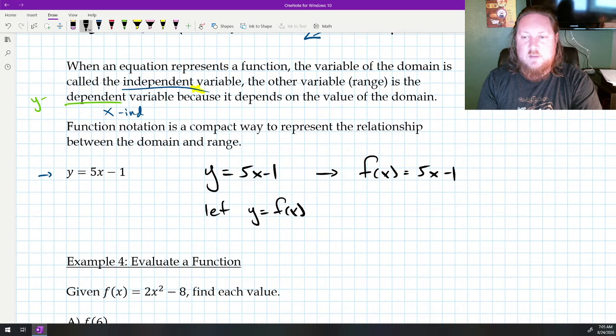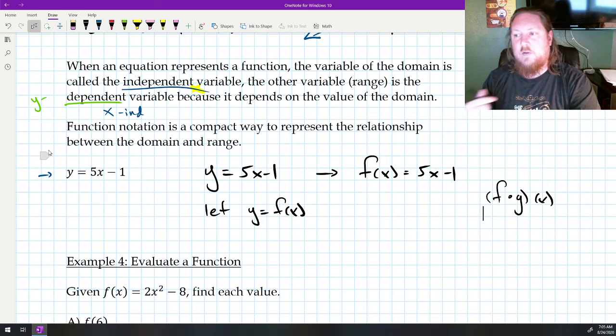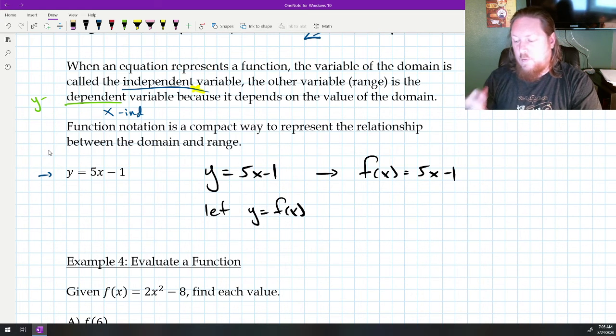So what happens is we're changing the format so that it is a little bit more convenient for a couple different things. Right away, it's not going to look that much more convenient, but trust me, we're going to start doing things later on like f composed with g of x. And that has a whole new meaning to it, and you have to know what the function f is and what the function g is and how they work together like this.